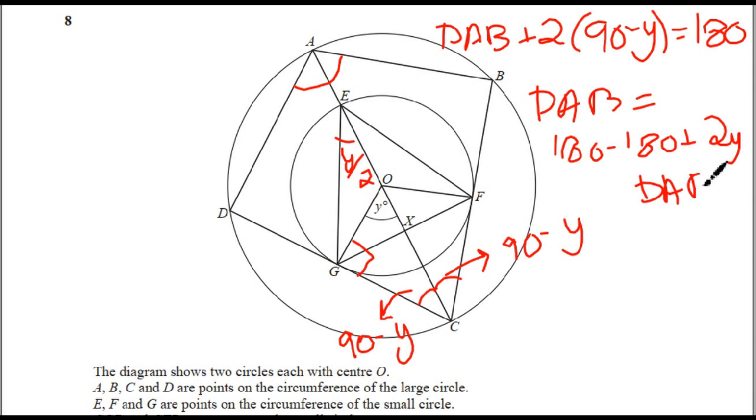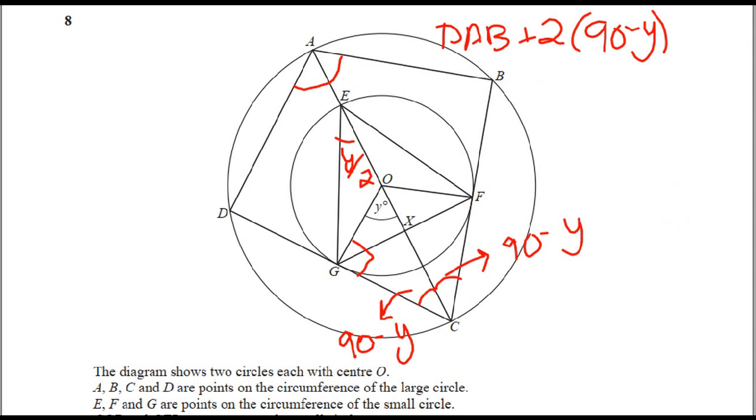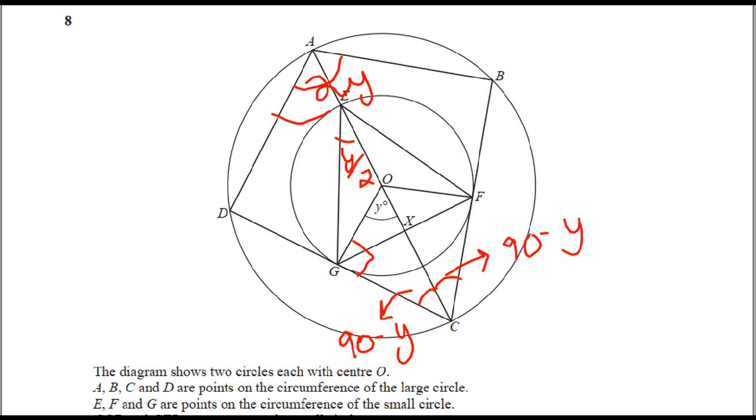DAB is equal to 2y, and the reason is that the sum of opposite angles in a cyclic quadrilateral is equal to 180. So this is 2y. The whole thing is 2y. Then half of it will be y, and this will be y as well. This was 90 minus y, and the whole angle is 2y.